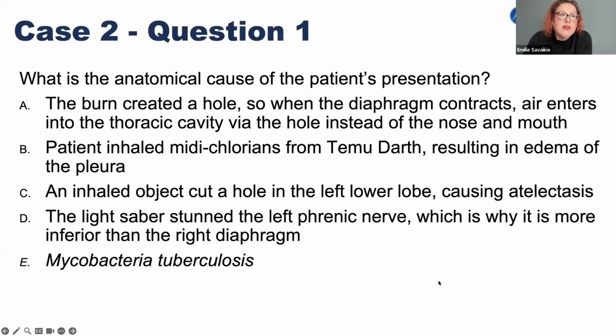So what is the anatomical cause of the patient's presentation? The burn created a hole, so when the diaphragm contracts, air enters the thoracic cavity via the hole instead of the nose and mouth. Patient inhaled midichlorians from the Darth, resulting in edema of the pleura. An inhaled object cut a hole in the left lower lobe, causing atelectasis, which means a hole in the lung. The lightsaber stunned the left phrenic nerve, which is why the left diaphragm is more inferior than the right.